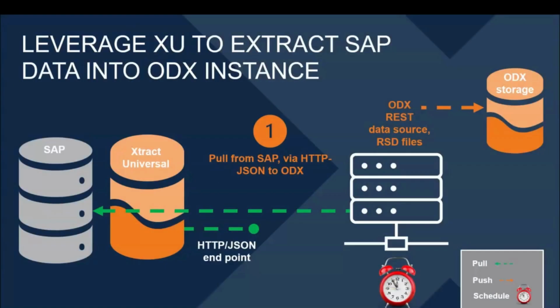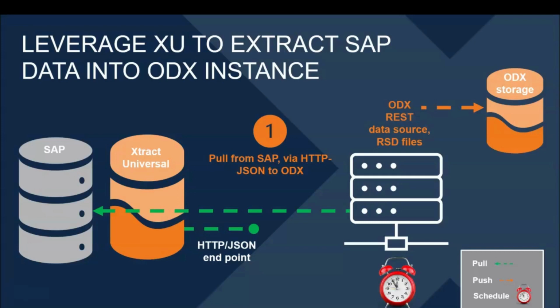This is the diagram that Jim has come up with to explain the architecture behind the solution. He is going to define all the connection parameters in Xtract Universal so that he can establish the connection with SAP and extract data from there. And then he can define all the tables that are required, which in our case is BKPF and BSEG. And once that is done, he can set the endpoint in Xtract Universal as HTTP JSON.